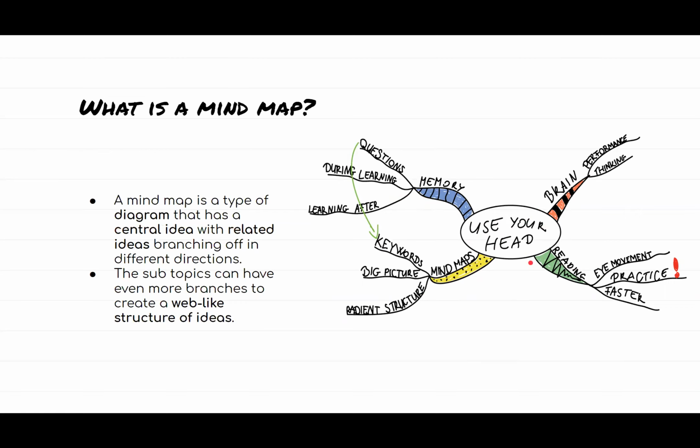So you can think of it as a central topic or a central idea with subtopics that are branching out in a way or just written in different directions around the central topic. So the subtopics further can have even more branches that create a web-like structure of ideas. So this was our parent idea. Then we had these subtopics or these sub-ideas, and these subtopics had further ideas within them that created these branches that together make a web-like structure.